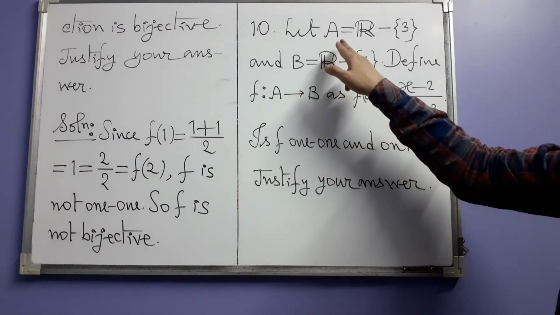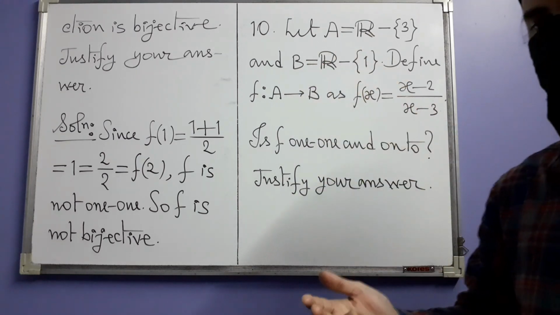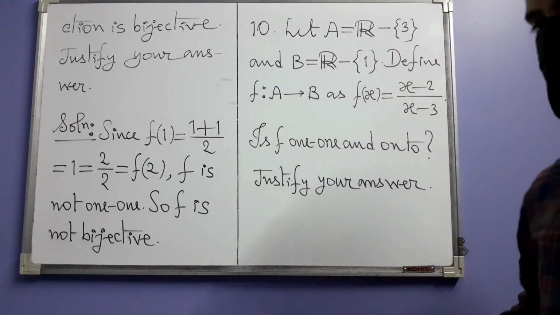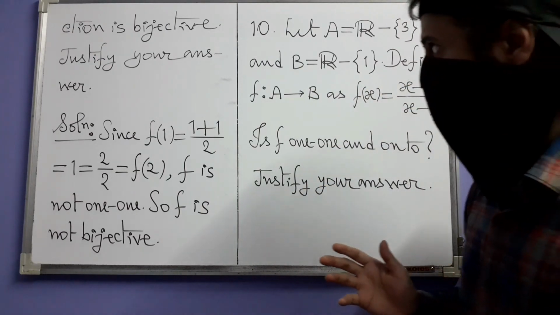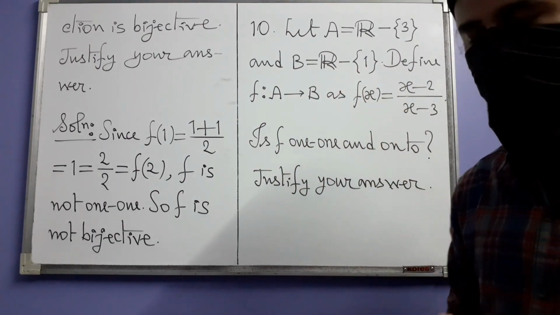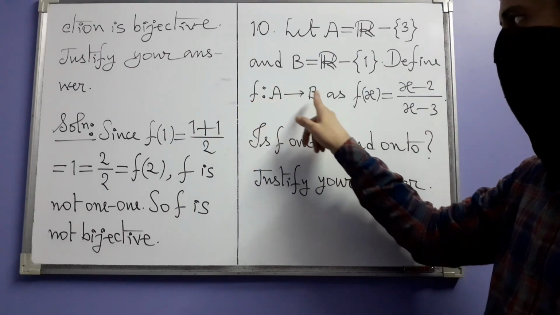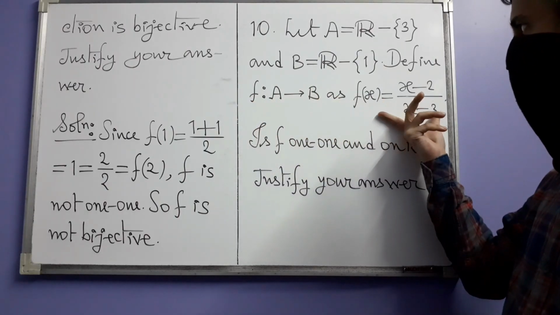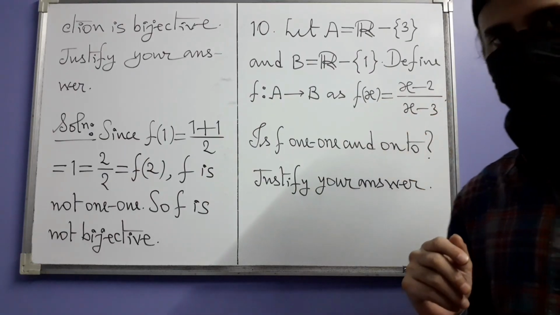Here, first of all, we consider these two sets A and B. A is the set of all real numbers from which 3 has been removed. That means A consists of all the real numbers except 3, and B is the set of all real numbers except 1. And then we consider this function f from A to B. And the rule defining f is this: (x minus 2) divided by (x minus 3).